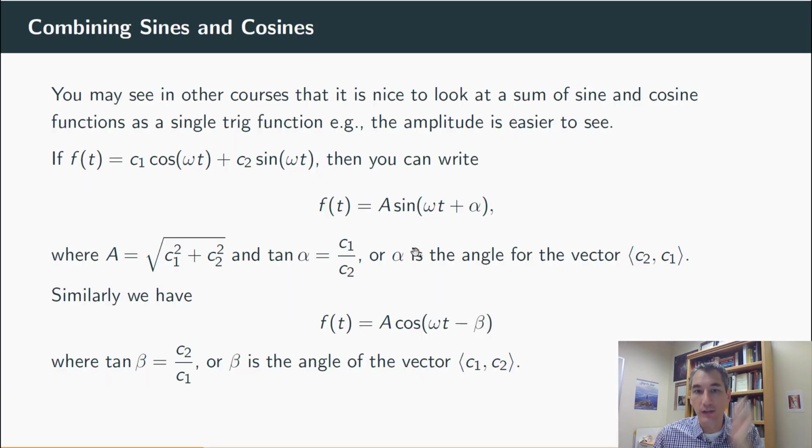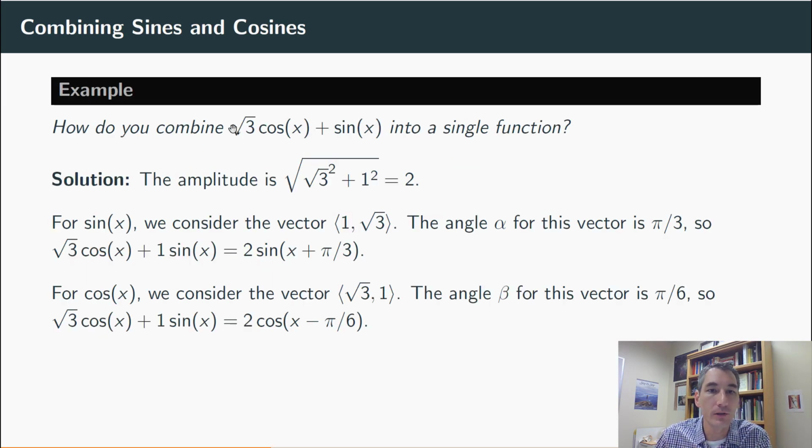And so this is in the slides as well: C1 cosine plus C2 sine equals A sine(Wt plus alpha). A comes from the Pythagorean theorem. Alpha solves this equation, tan alpha equals C1 over C2. It's basically the angle on the vector (C2, C1), and cosine is the angle on the vector (C1, C2) if you put those constants in there. So I think that's kind of a neat thing, how to combine sines and cosines, and you'll see that in your physics classes every once in a while.